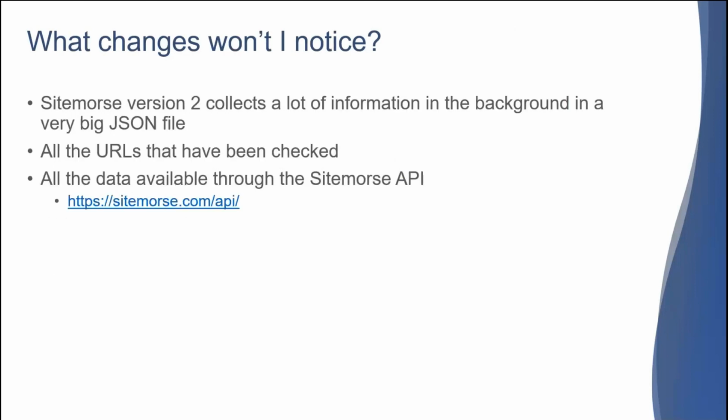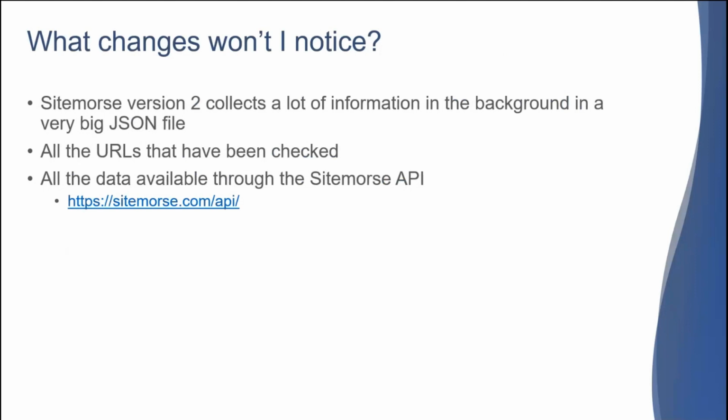What changes won't you notice? Well, one of the changes you can't really see is what happens at the back end. But in the process of scanning your site now, the core process that does that creates a very large JSON file with lots and lots of information in. One of the things it actually stores that you don't see in the report is all the URLs that we've looked at, whether they're good or bad.